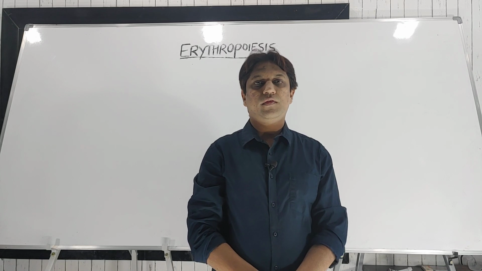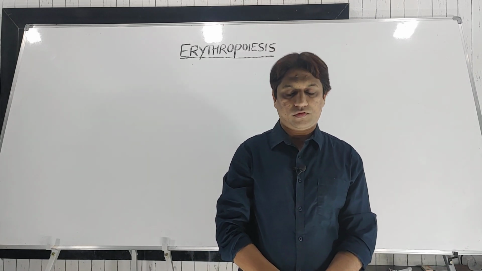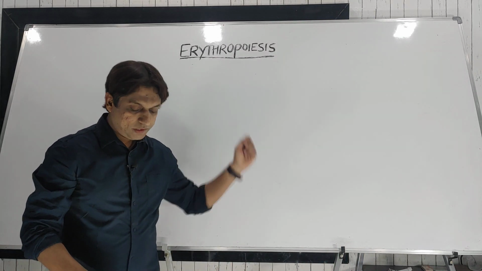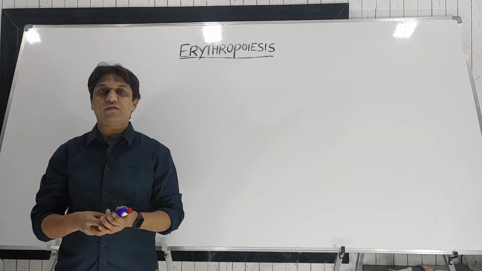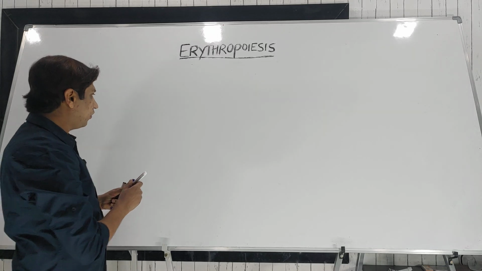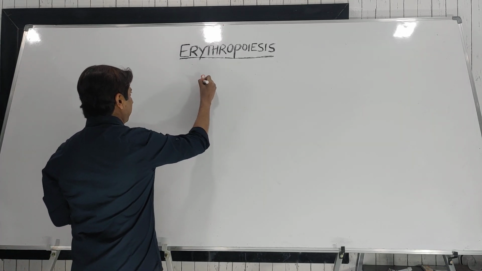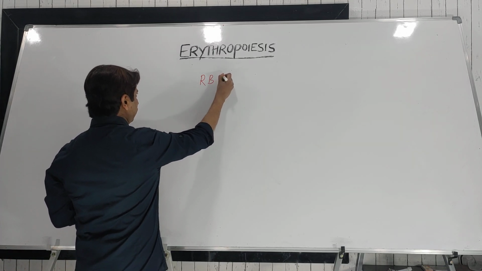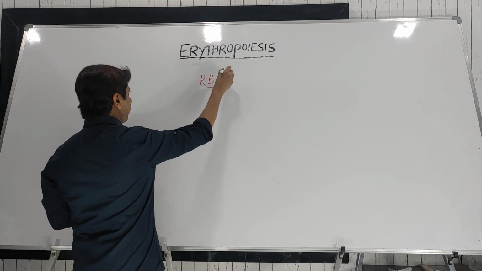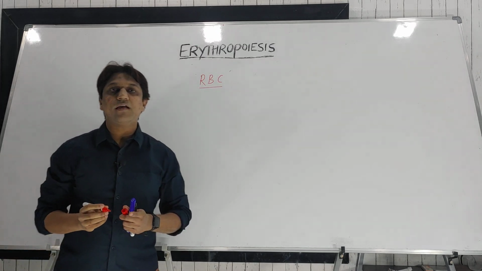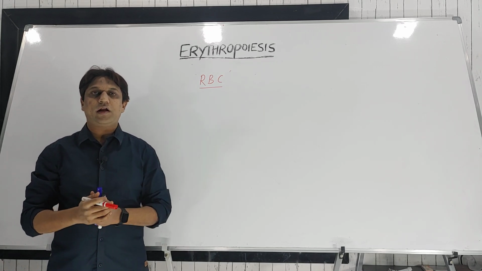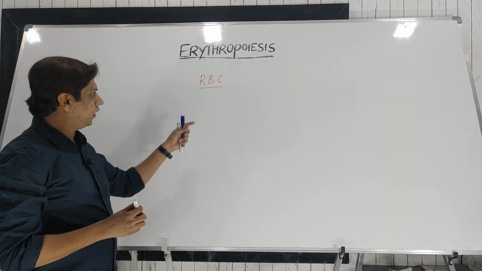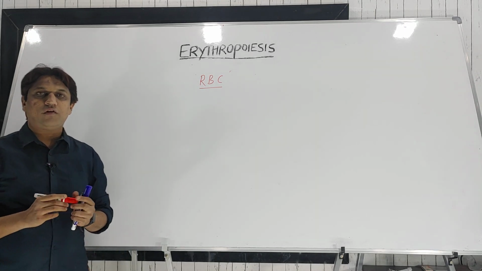Today we are going to discuss erythropoiesis. Erythropoiesis means the process of formation of RBCs, that is the red blood cells or erythrocytes. So how the red blood cells or erythrocytes are formed, the process of production of that RBCs is known as erythropoiesis. Before going into detail on that topic, we will briefly discuss the structure of a RBC.